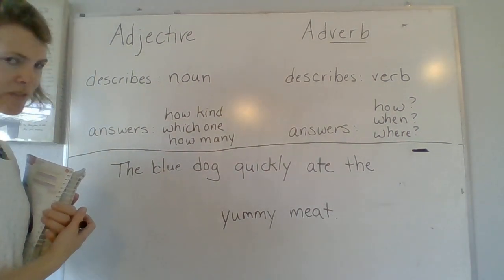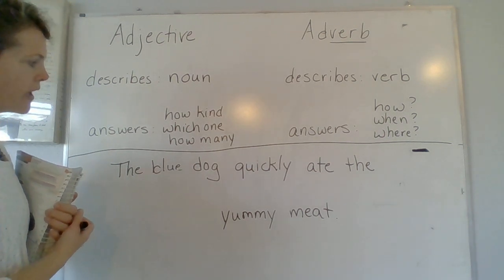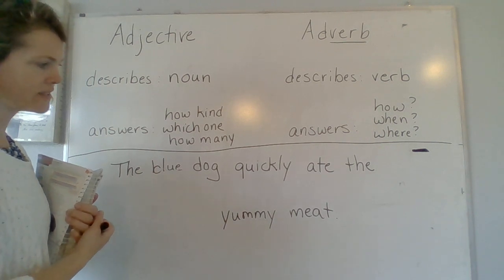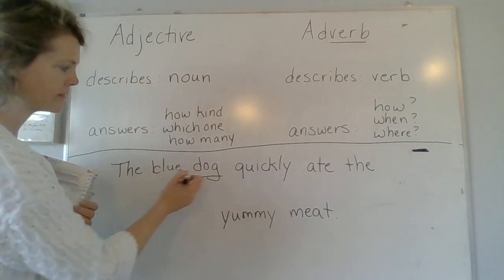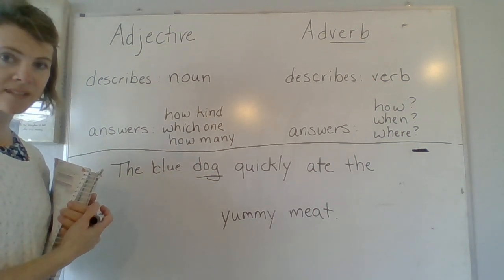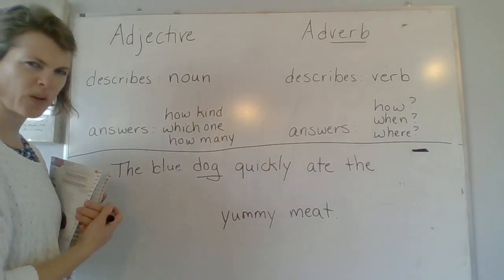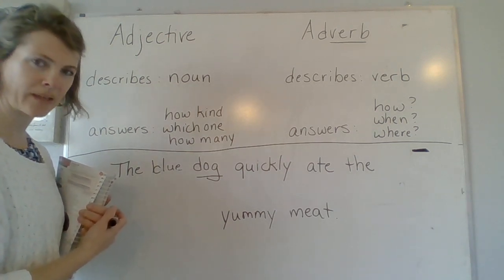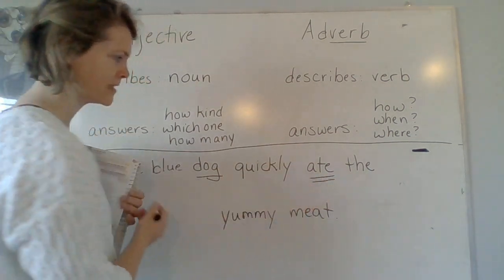Okay, you've written this down. Let's read it again and let's ask our questions to find the subject and verb. The blue dog quickly ate the yummy meat. What quickly ate the yummy meat? Dog. What is being said about dog? Did he quickly? I don't know how to quickly, but I do know how to eat, and that's what the dog did. The dog ate.